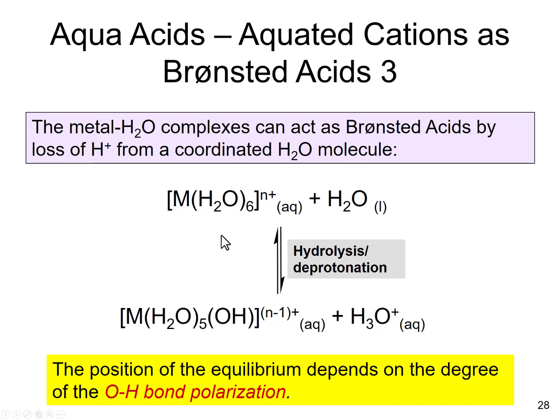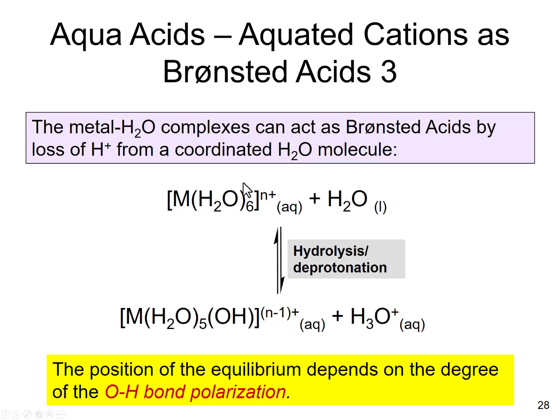And this is demonstrated in this particular equation here. We have our hexa-aqua complex with a specific metal center. And dependent on the charge of this metal ion, we have n plus here as a superscript. And the aq basically indicates that this whole species is in water. And so this whole unit here is surrounded by many additional water molecules.